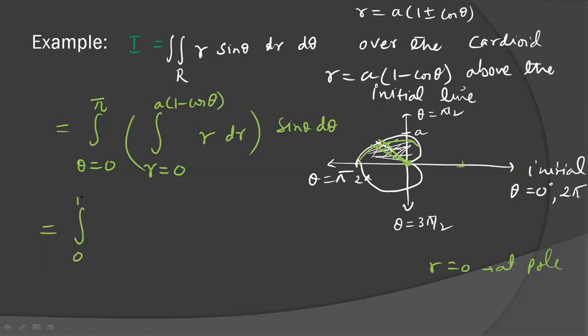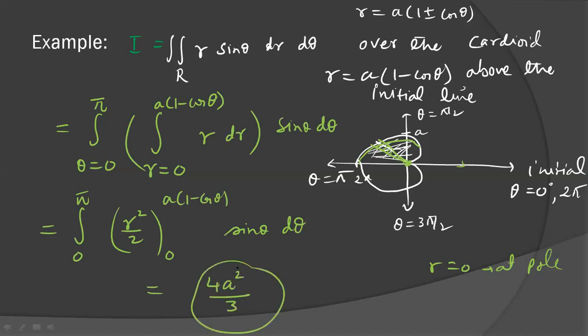Now you will get, from 0 to pi, the integration of r square by 2 from 0 to a(1 minus cos theta), times sine theta d theta. If you simplify it, you will get 4a square by 3. I'm not going into the calculation of this, you can simplify it. Now it's a simple integration, you can see my integration lectures. So this is the way to evaluate the integrals.